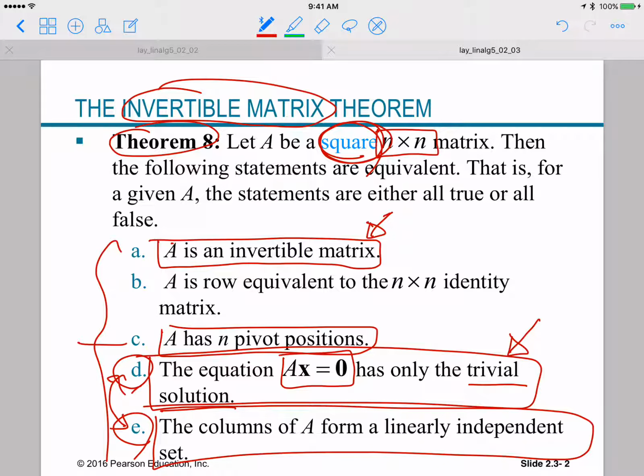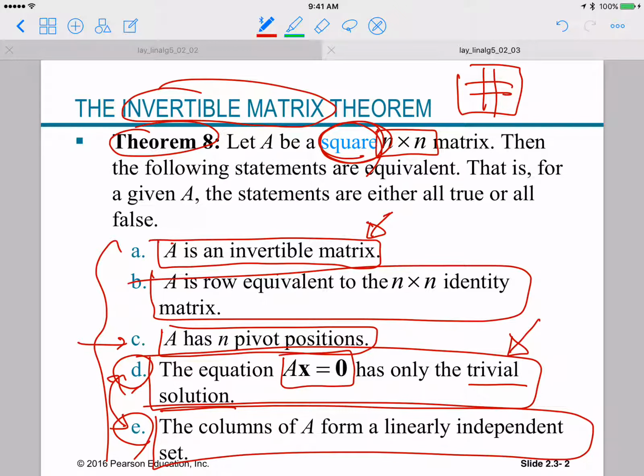And then let's look at this C. This one is also the same thing. So let's think about a 3 by 3 matrix. The fact that every row has a pivot means every column should have a pivot, right? And in the case of a reduced echelon form, that matrix should be the identity matrix, right? So all these three things are the same thing in case the matrix is square.